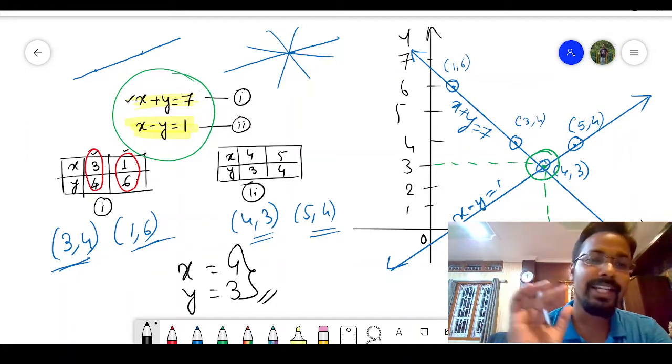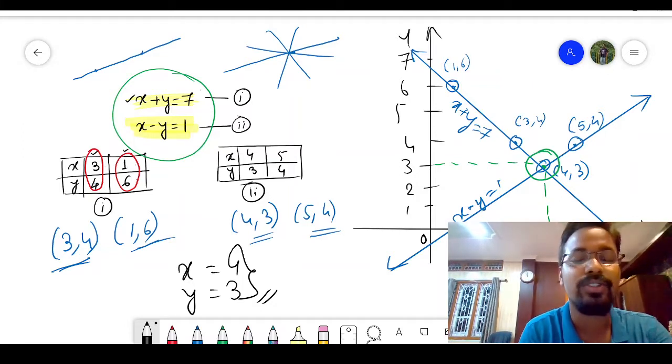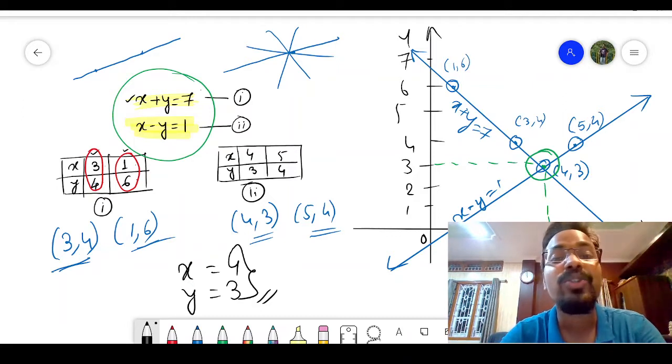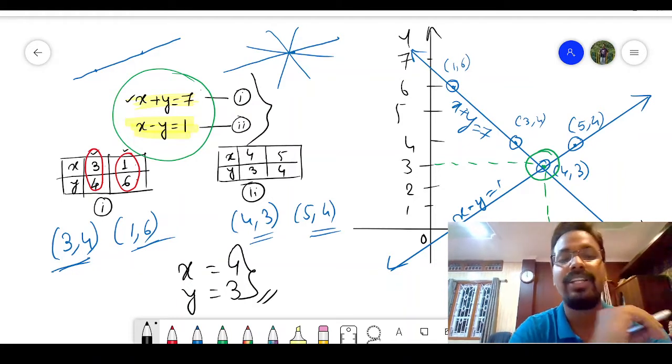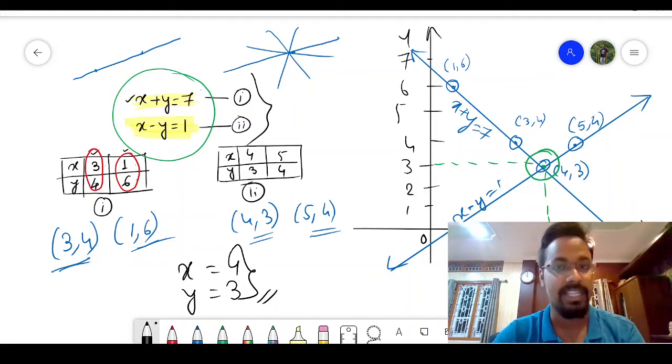Okay, that means, see, if I put x equal to 4 and y equal to 3, then 4 plus 3 is equal to 7. X equal to 4 and y equal to 3, 4 minus 3 is also equal to 1. So this pair of values actually satisfies both the equations. So this is the solution of this pair of linear equations. So that's how we express it graphically, and we also solve it graphically.